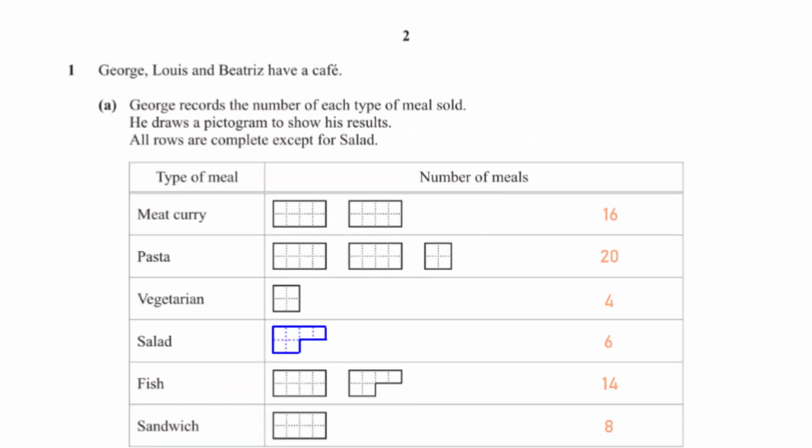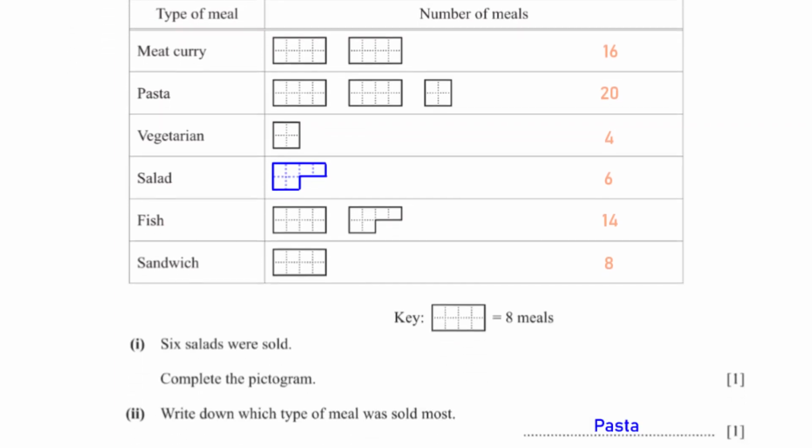George, Louis, and Beatrice have a cafe. George records the number of each type of meal sold. He draws a pictogram to show his results. All rows are complete except for salad. 6 salads were sold. Complete the pictogram. For the key, 8 tiny squares represent 8 meals. So to represent 6 salads, we draw 6 tiny squares for the salad category.